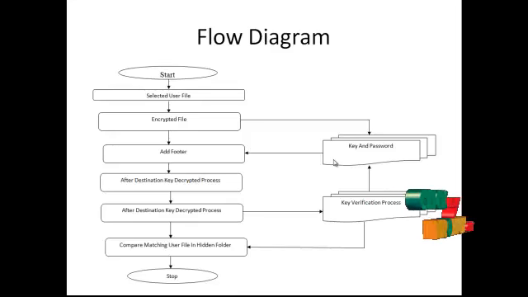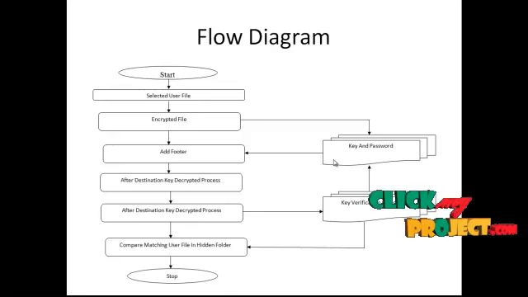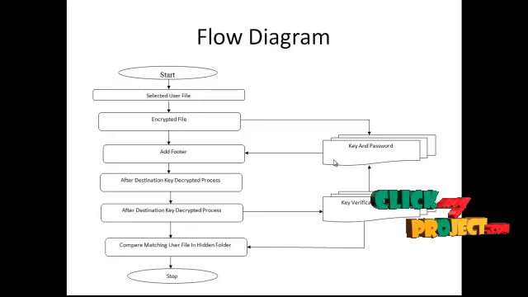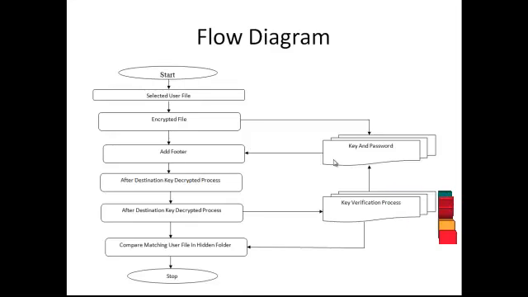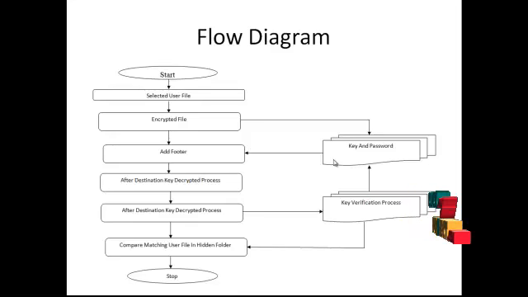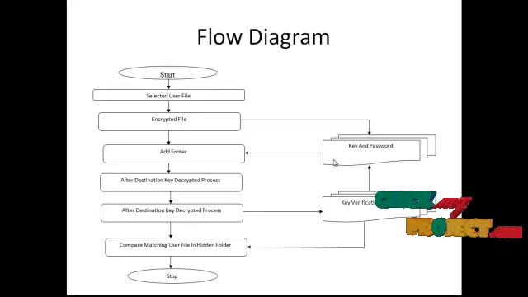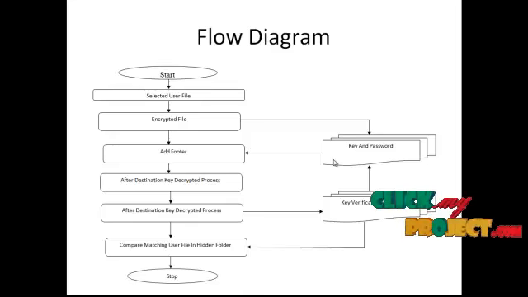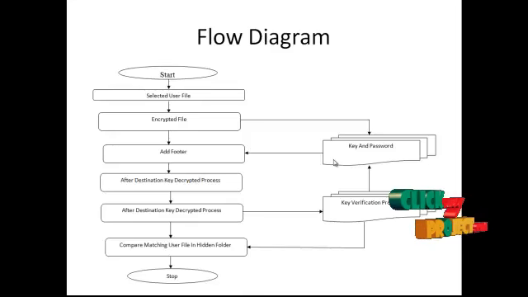To save it in one folder, that folder must be a hidden volume. After the destination key decrypting process, the key should be verified. After that, the key is compared to match the user file in the hidden folder, which the other user sees in the user folder. That folder should be an empty box, but when the file is inserted in the folder, the file size is displayed. If the key verification is correct, the file is given to the user, but if the key verification is not correct, we can't give the file to the user.